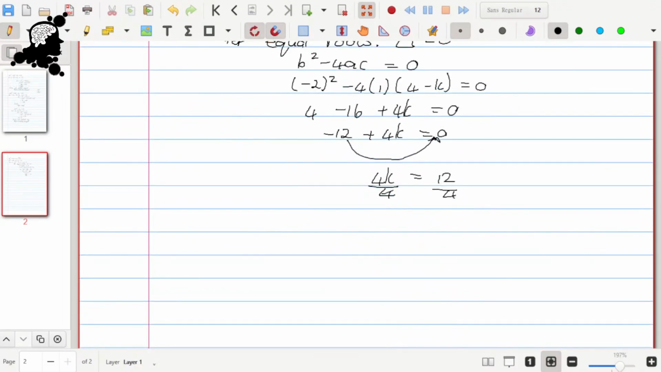Let's scroll down for some room. This cancels this. The value of k is equal to 3. By so doing, we have answered the question, life is great.